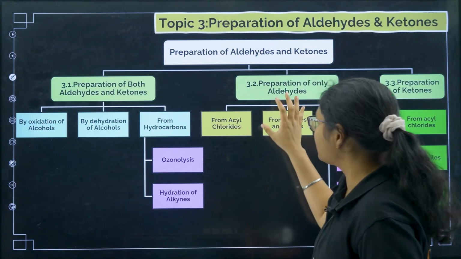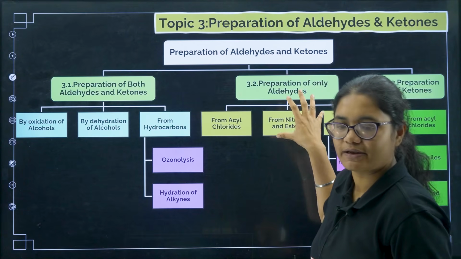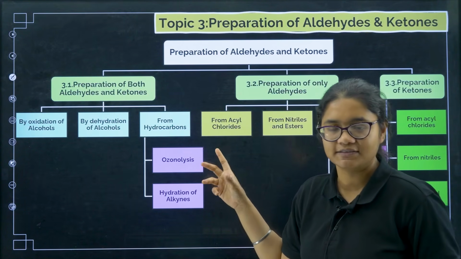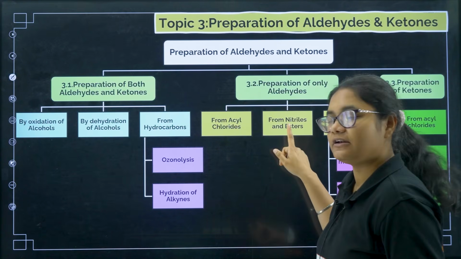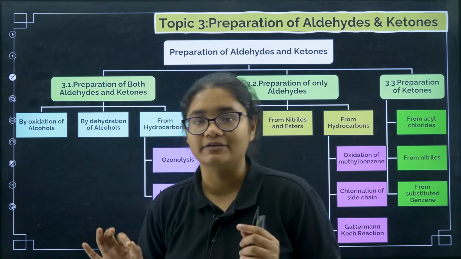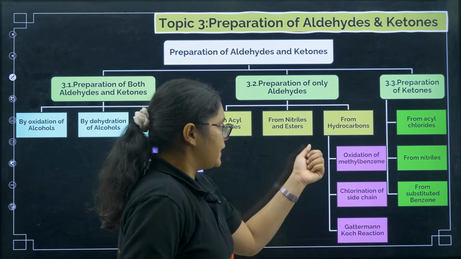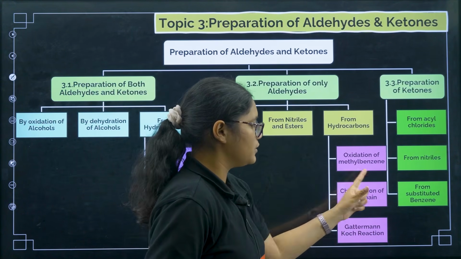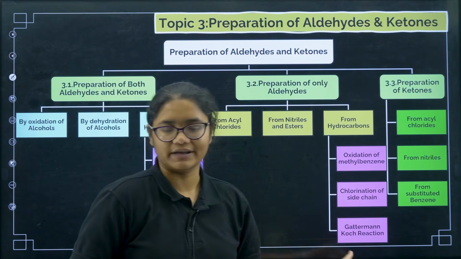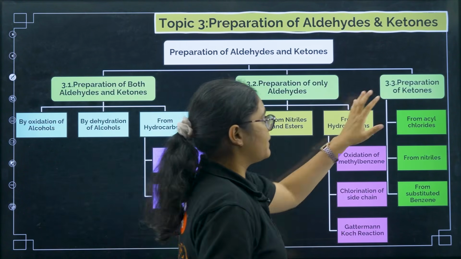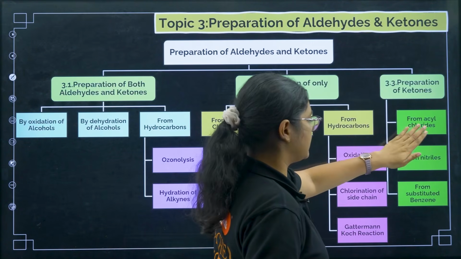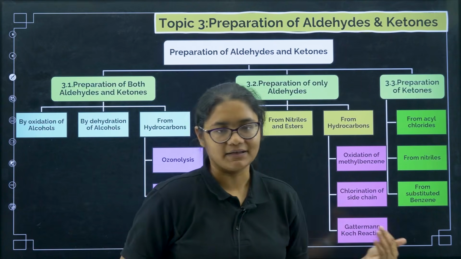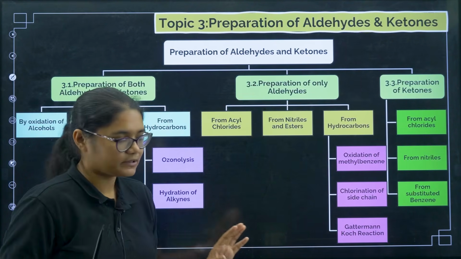Next, coming to preparation of only aldehydes. The first one is from acyl chlorides, RCOCl. Then you can prepare from nitriles and esters. Then from hydrocarbons, that is oxidation of methylbenzene, chlorination of side chain and the Gattermann-Koch reaction. Now coming to preparation of ketones, you have the same thing from acyl chlorides, then from nitriles, and from substituted benzenes. We will be discussing all of this.